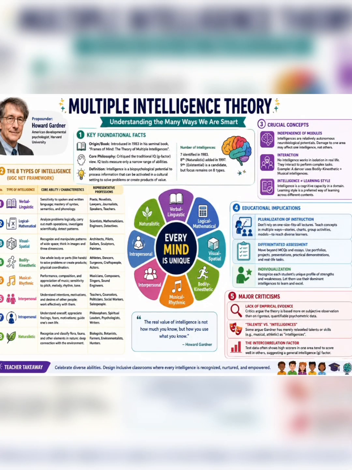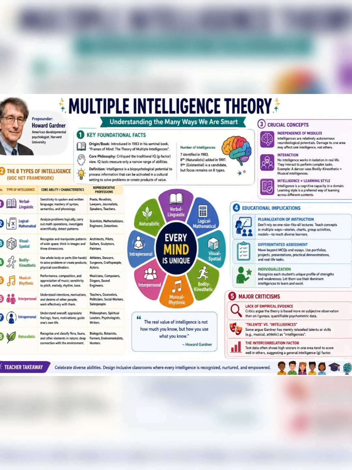Number 7, intrapersonal, looking inward. Understanding oneself, appreciating one's own feelings, fears, and motivations, and using that information to guide one's life. Representative professions include philosophers, spiritual leaders, and psychologists. Number 8, naturalistic, recognizing and classifying flora, fauna, and other elements in nature, maintaining a deep connection with the environment. Representative professions include biologists, botanists, and environmentalists.